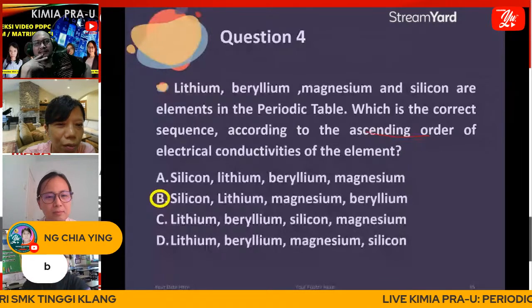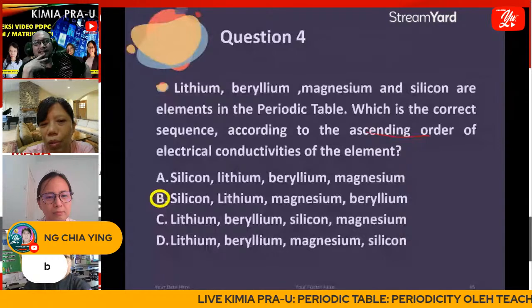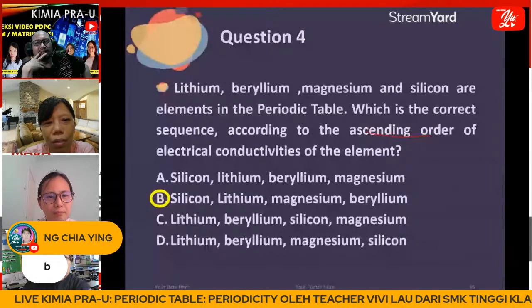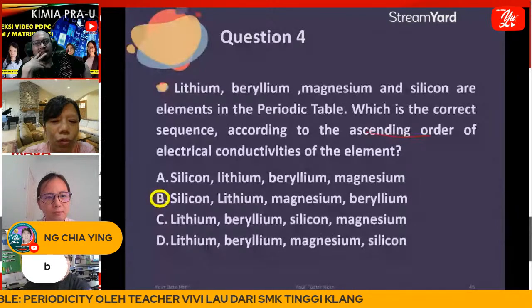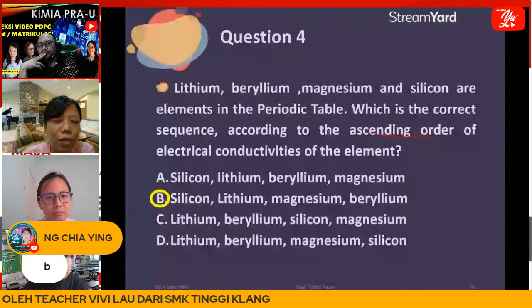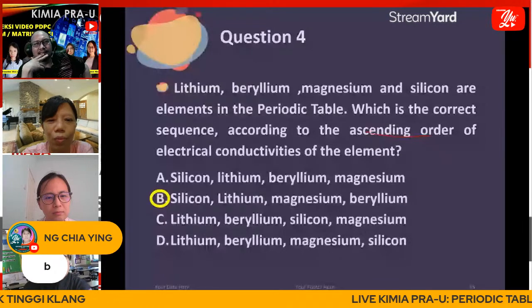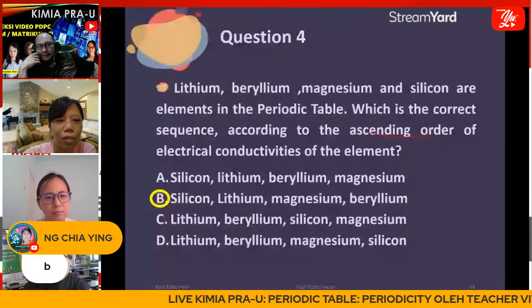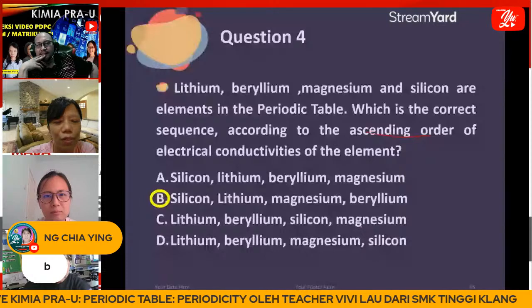Because silicon is a semiconductor, smaller size. So C and D cannot. Either A or B lah. Then beryllium conductivity higher because of the stronger metallic bond because smaller size. Smaller size compared to the magnesium, stronger metallic bond. Okay, so answer B. C and D cannot because silicon semiconductors will be weaker conductivity than metal.